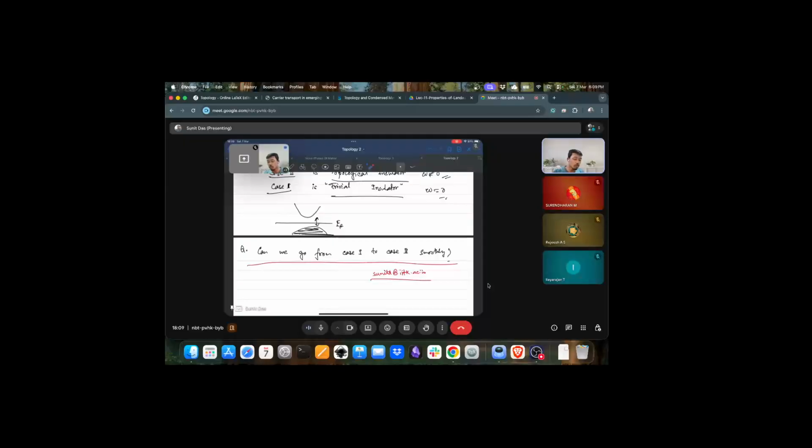So can we go from case one, the trivial insulator you had, and then go to case two smoothly? Here the word smoothly means there will not be any noticeable change. Smoothly means there will not be any gap closing and gap opening phenomena, and so on, which we are going to address in today's lecture.